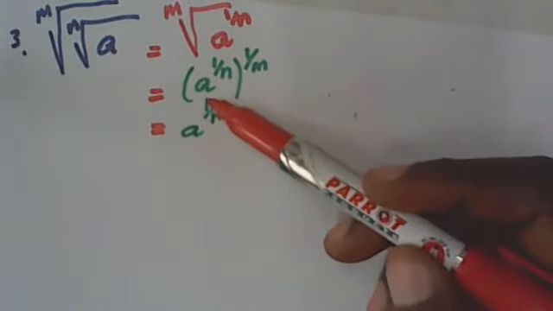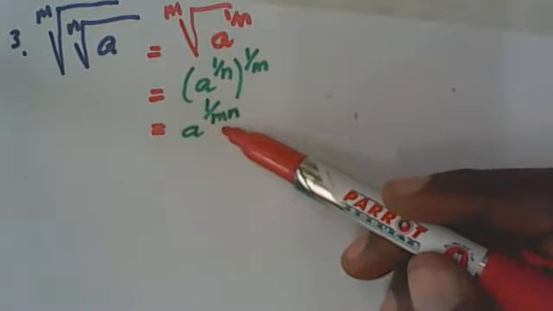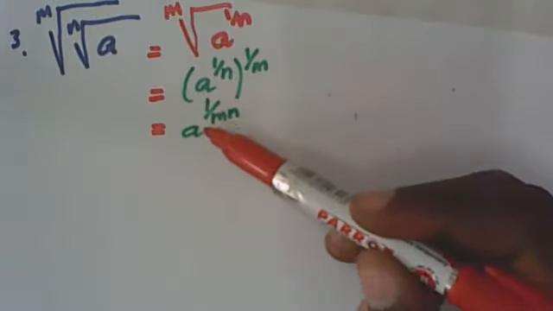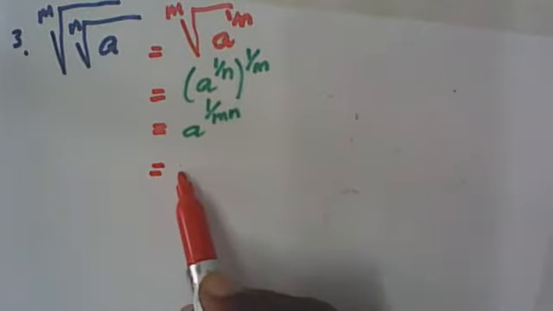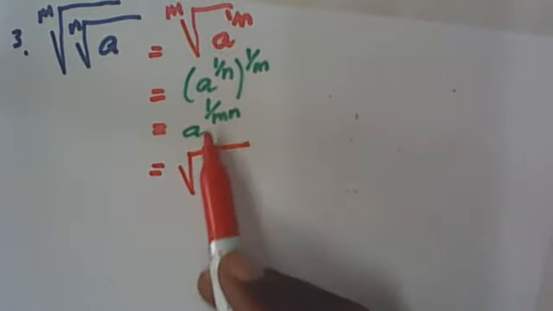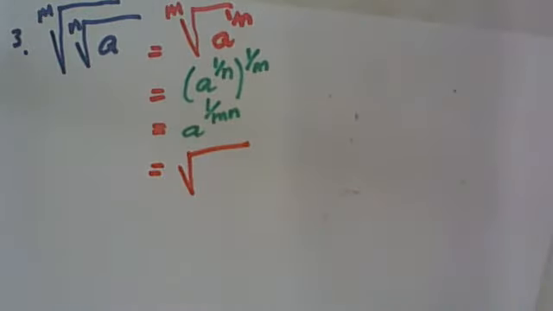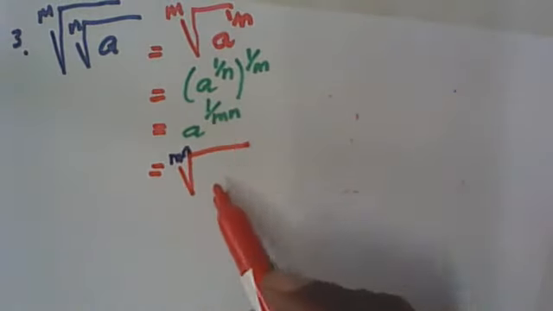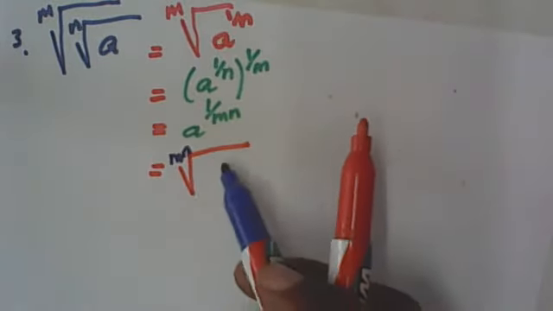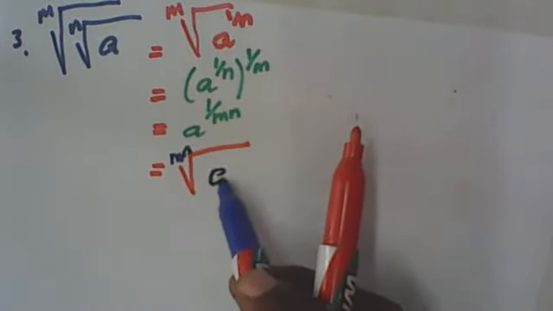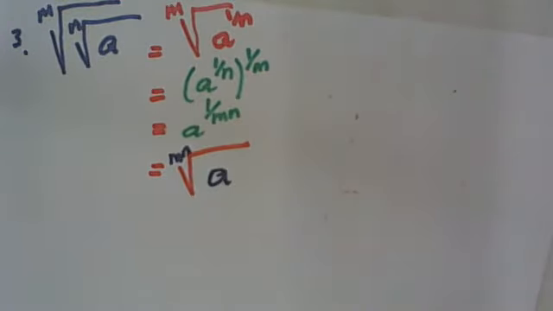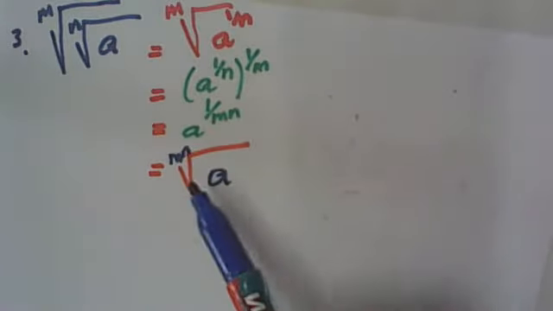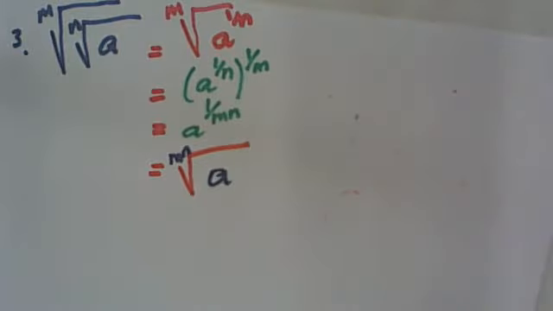Wonderful. This is the inverse. So then we must write it in surd form. Then it changes. In surd form, this becomes the mn-th root of a. So the final answer, what are you going to do? With m and n, that means you multiply.